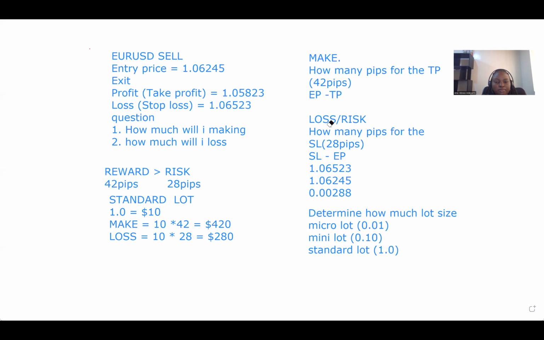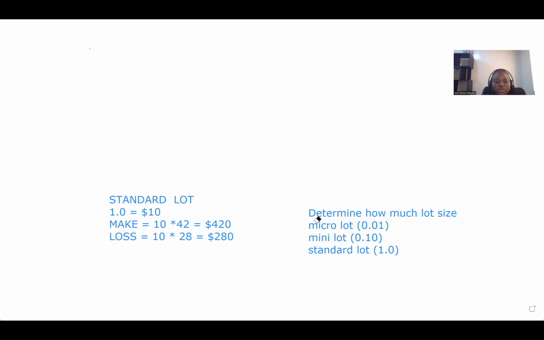Okay, so let me clear this. Remember, we are currently on spread.